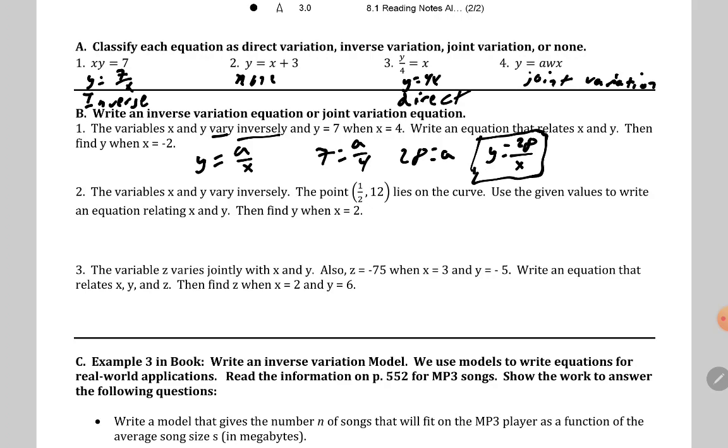And now they want us to find y when x equals -2. So y equals 28 over -2. So y is -14.